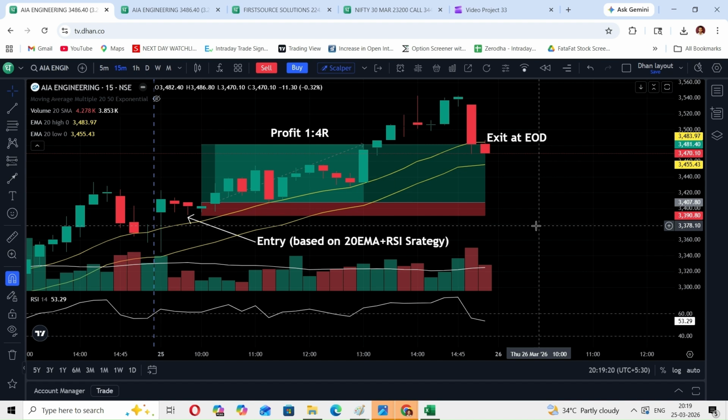Trading isn't about working harder, it's about working smarter. By combining the 20 EMA plus RSI strategy with this automated scanner, you have removed the stress from your morning routine. Now your task is to go to the scanner link provided in the description and backtest it on 10 stocks tomorrow.